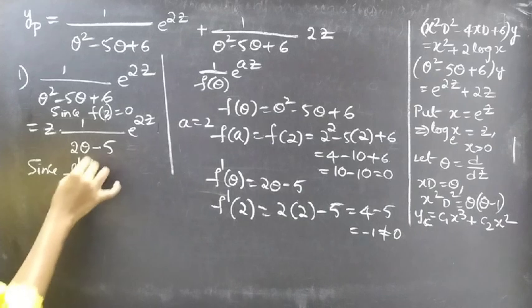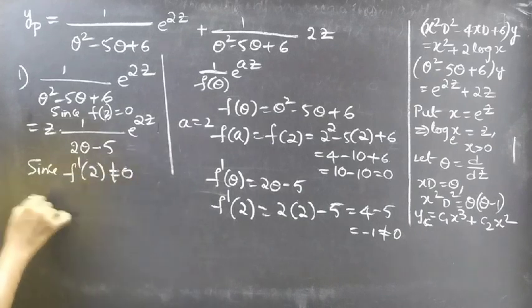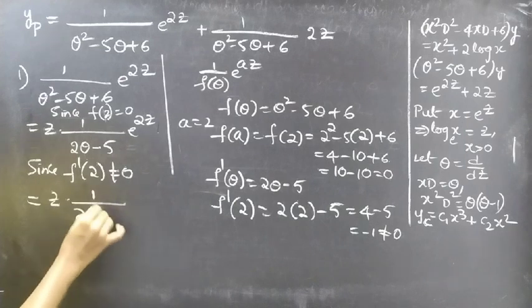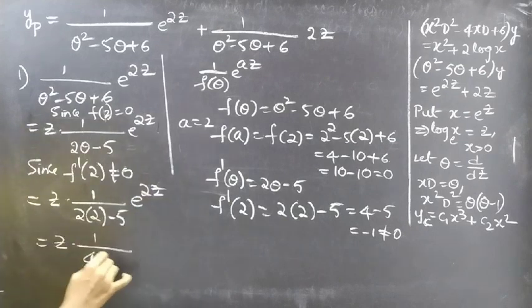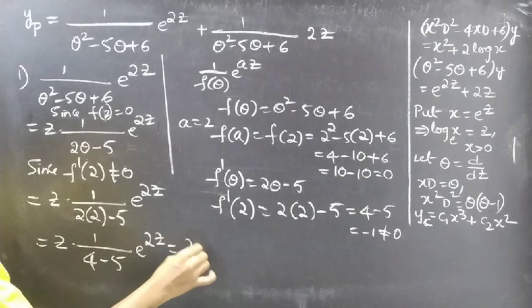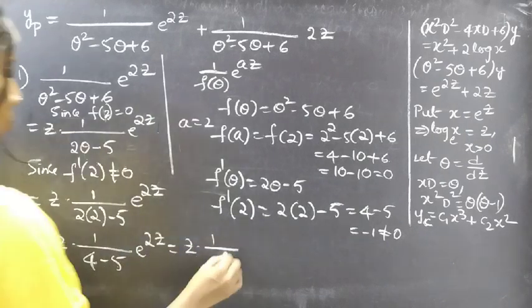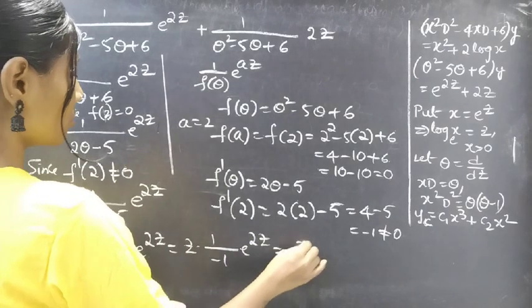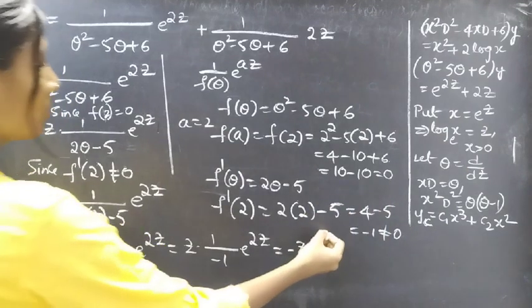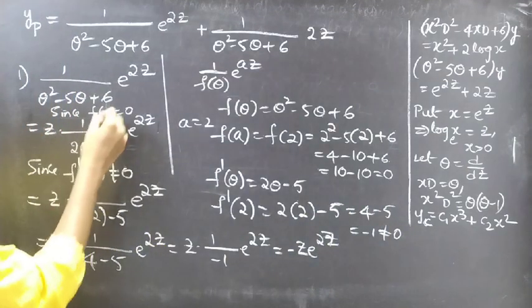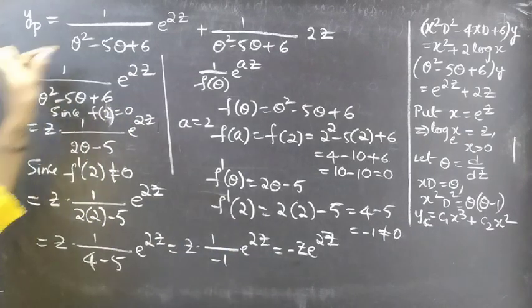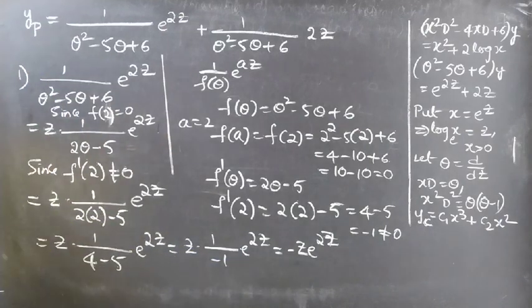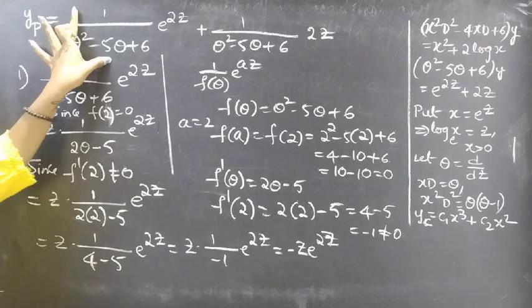Since f dash of 2 is non-zero, we'll get z into 1 by 2 twos minus 5 into e power 2z, which is z into 1 by 4 minus 5 into e power 2z, which is z into 1 by minus 1 into e power 2z. We can write it as minus z e power 2z. Fine. So this is the result obtained from the first term, which is in z. Later we'll replace yp in terms of x by substituting the results of the first term and second term.